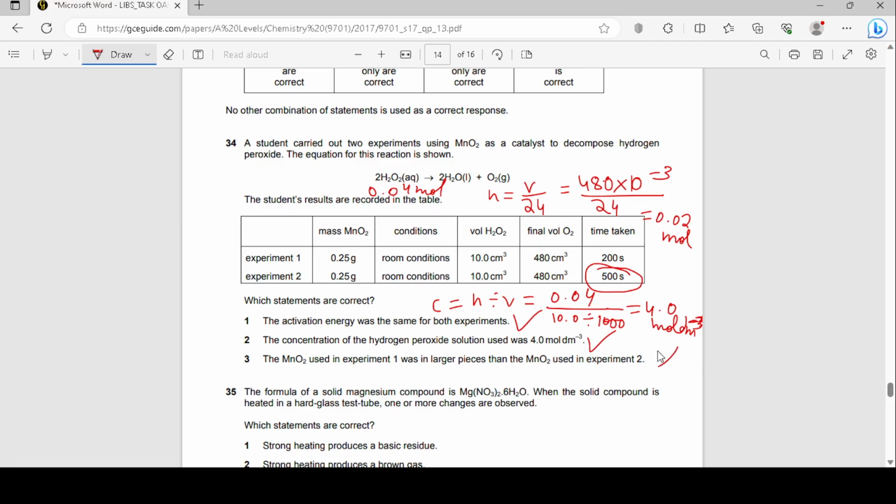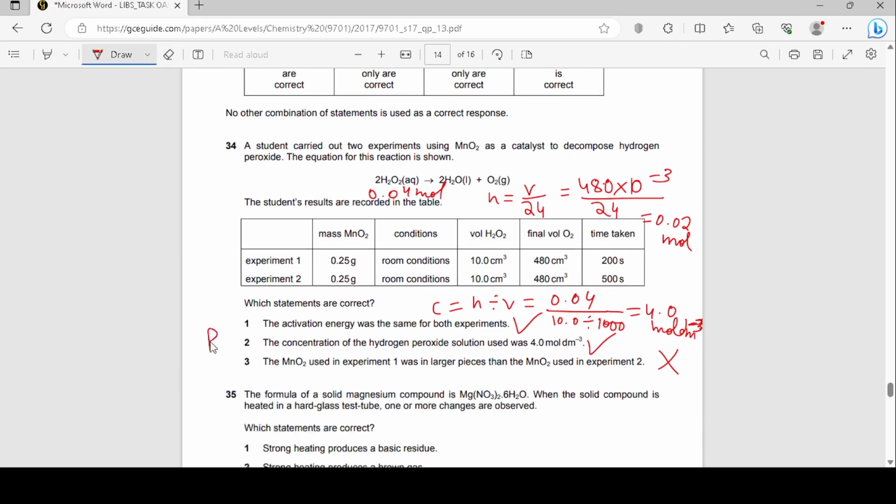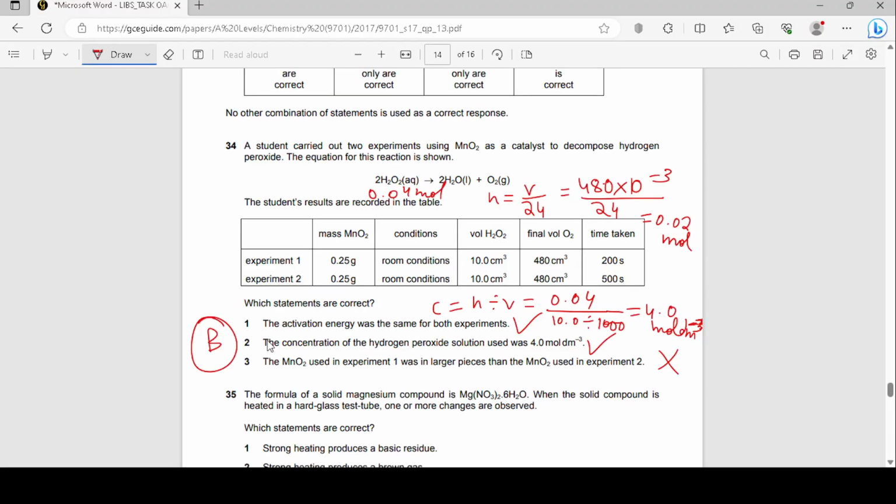Oh, they're saying the opposite thing. It should actually be that the MnO2 used in experiment 2 was in larger pieces than in experiment 1, because if it was larger pieces, then it's less surface area, so it reacts slower, right? More time taken. So actually, it should be the opposite statement. So that means 3 is wrong. So if 1 and 2 only are right, then the answer is going to be B. Okay, so why is my screen black? Okay, now it's fine. So yeah, that will be the answer.